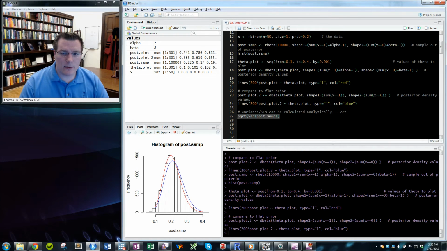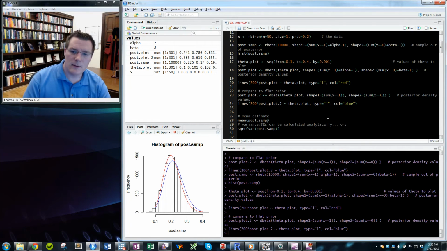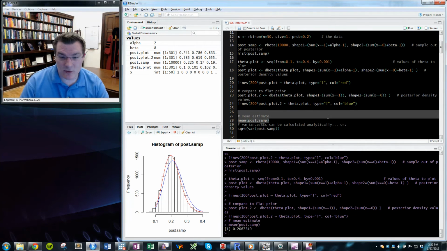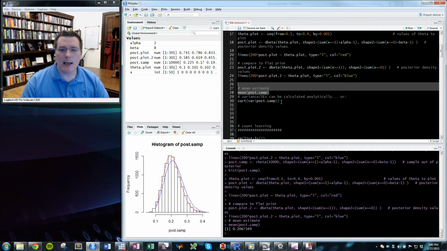I can count if I want to calculate the mean. So, mean estimate. I can just calculate the mean of the samples I drew, which in this case is giving me a mean prediction in the posterior of about 21%, I would say, 20.5%, which is pretty close to the right answer.